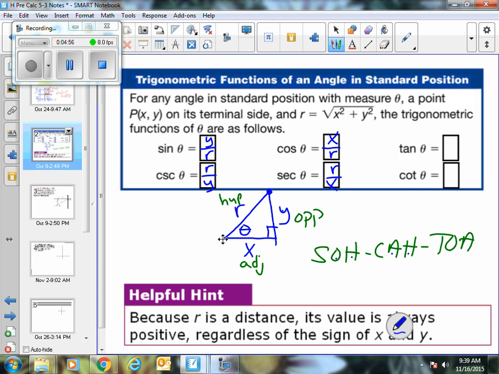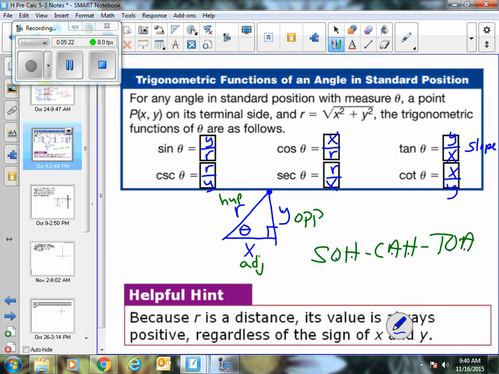Tangent, TOA, opposite over adjacent. So in our lingo then, that would be y over x. And remember, what is y over x? When you see change in y over change in x, that's slope. So tangent is the slope of a line. When we think about that ratio of y over x, it's the slope of that line. All right, now cotangent then would just be x over y, so reciprocal.